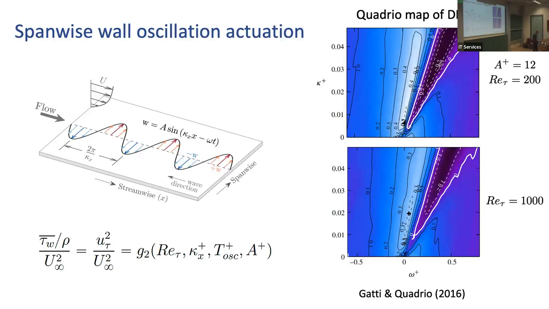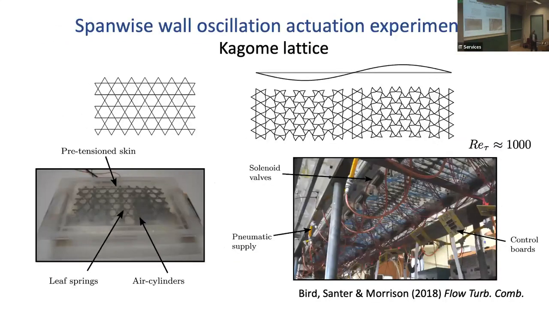We can see here, can you see my mouse? You can, good. So you can see here the drag is optimal around here, or along that ridge. And when you go over here, you actually get a drag increase. So it's very sensitive to the parameters that you've got. As I said, this is a very challenging thing to do experimentally.